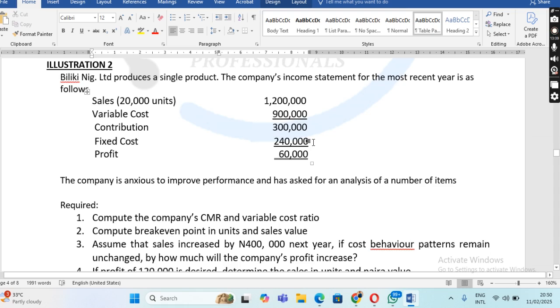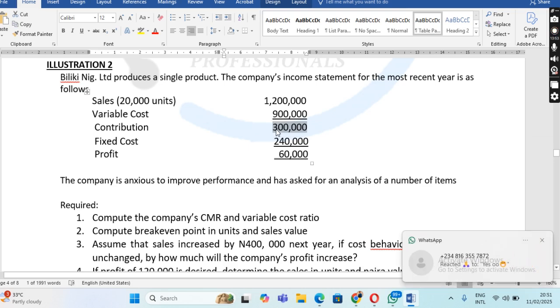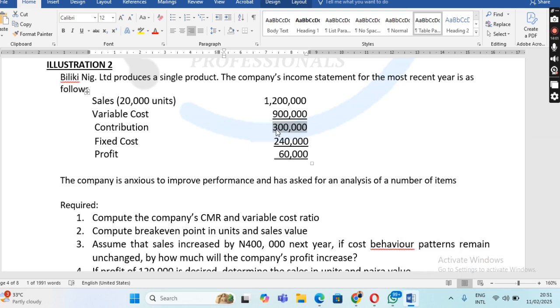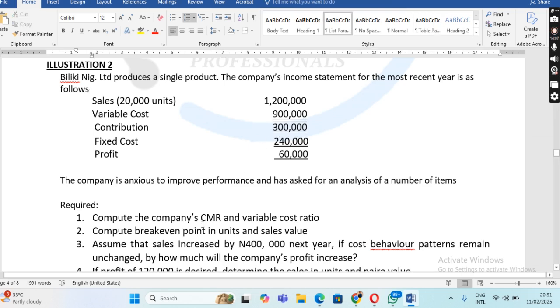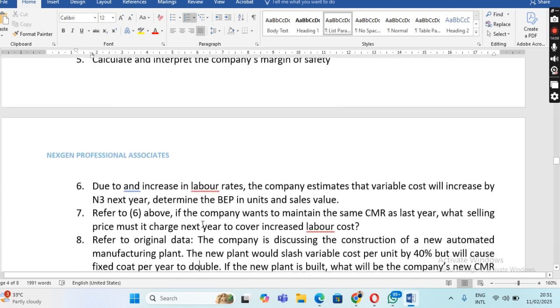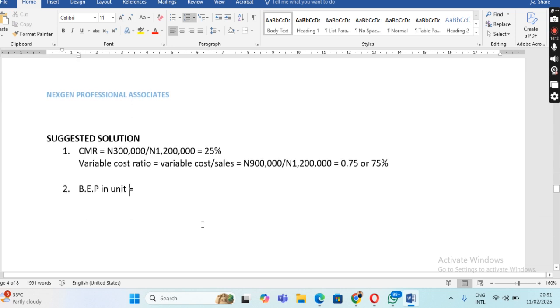So what is our fixed cost, class? 240,000. Now, contribution per unit. This is total contribution. If I want to get contribution per unit, what should I do? That 300,000 naira divided by 20,000 units. Thank you. Good. So if that is established, fixed cost divided by what? Contribution per unit.